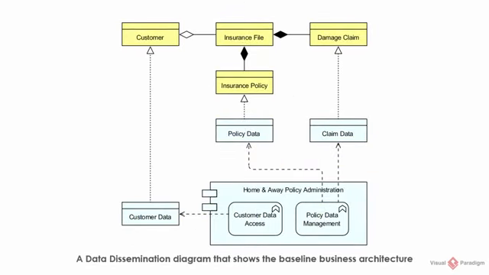This is the data dissemination diagram. It shows the relationships between business objects, data entities, application components, and functions. The diagram represents how the business objects are to be physically realized by the application's components.